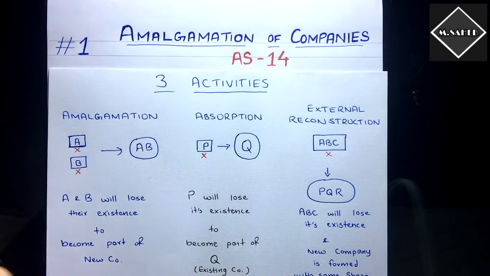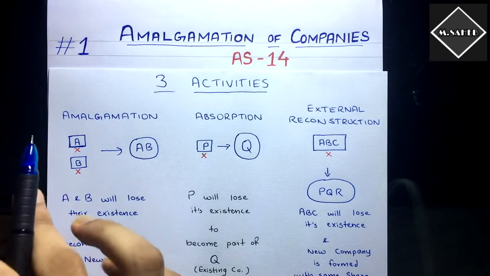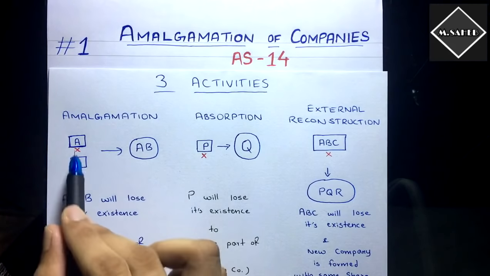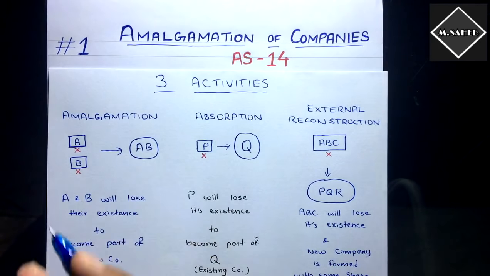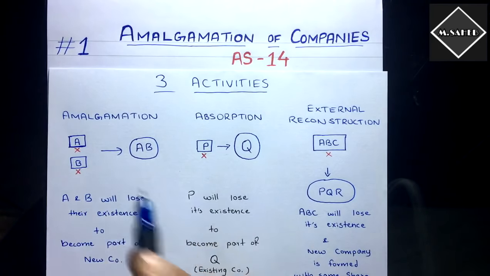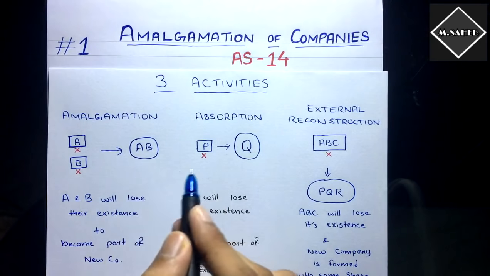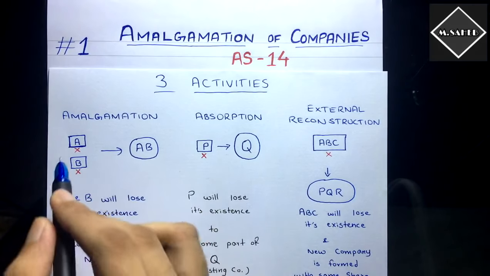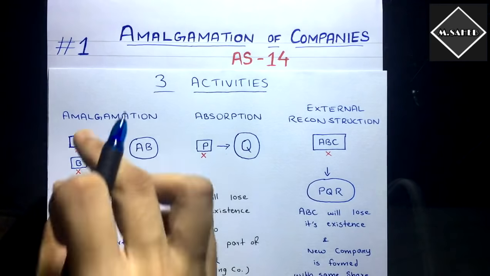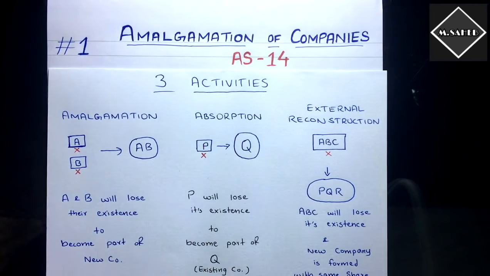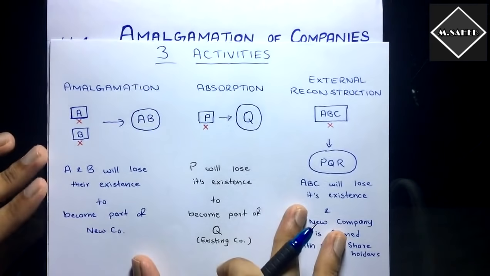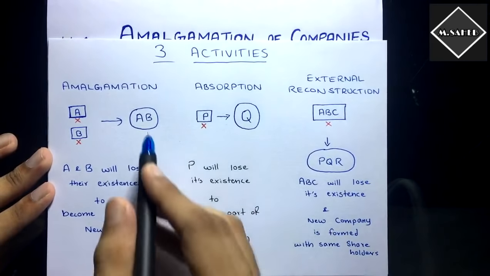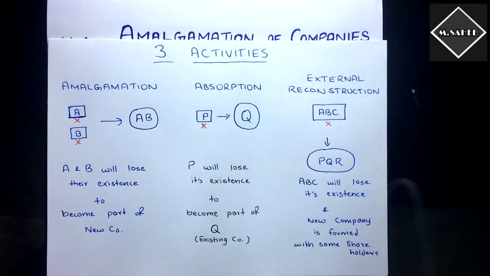Yeah, Red Cross, they will die, they will be liquidated, and a new company will be formed. These two companies will be combined together to become one company with any name, not necessarily AB Limited, any name. AB here, right? AB Limited. So a new company will be formed, and these two old companies will be liquidated. Okay, A and B company will lose their existence. They will be liquidated to become part of this new company, that is AB Limited.